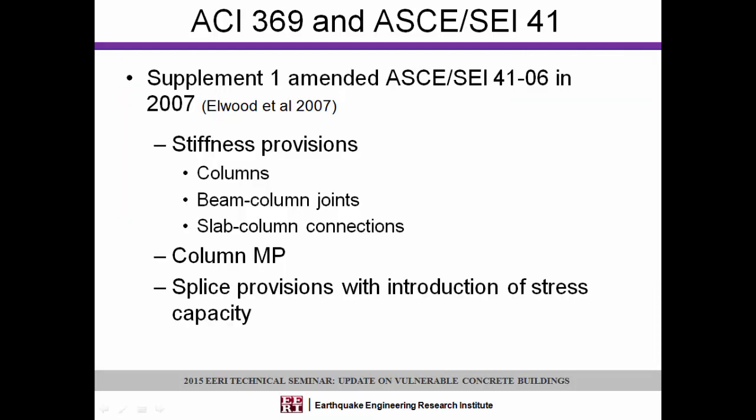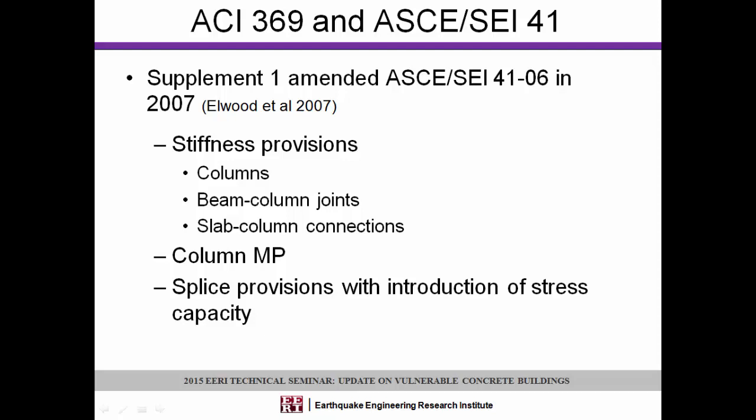ASCE 41-06, the previous version, came from a FEMA 356 document, which was before that FEMA 274. So it went through FEMA 274, 356, and ASCE 41-06 with very little change. It was becoming a little bit dated at that point. So there was a Supplement 1 that amended it, which came in after 41-06, in which the stiffness provisions of columns, beams, and joints were changed. Column modeling parameters were updated also. They were very conservative. This supplement made them less conservative, but they were still conservative.